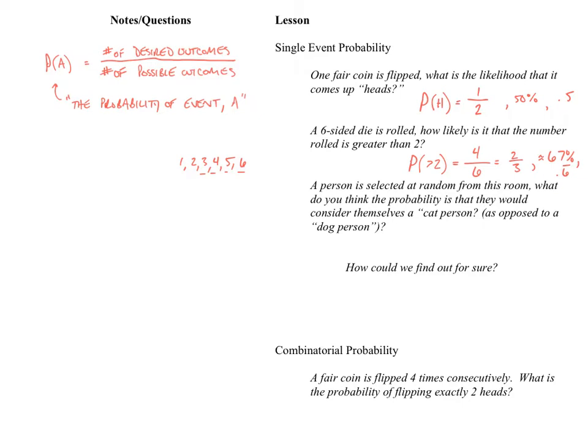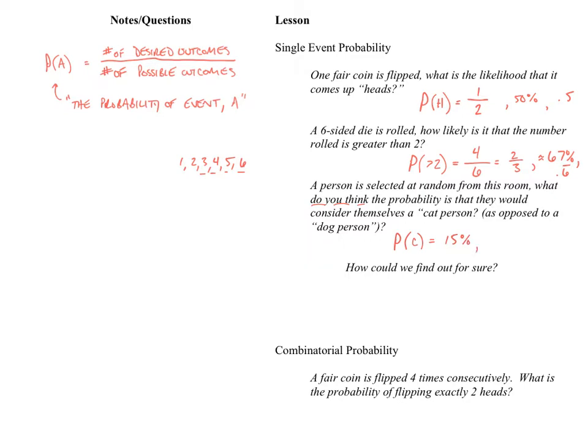A person is selected at random from this room. What do you think the probability is that they would consider themselves a cat person as opposed to a dog person? Okay, so this is a discussion that we have to have here, and I'd like you in the room to figure this out. It'd be good if you had this data. So what we're trying to figure out, first of all, is the theoretical probability, because it says, what do you think? This is a guess. So our theoretical probability might be the probability of cat person, and I'm just going to guess. I'm going to guess that the probability of picking a cat person out of a random group of people is maybe 15%.